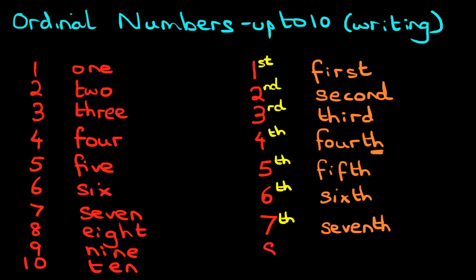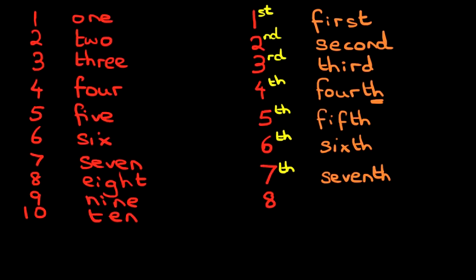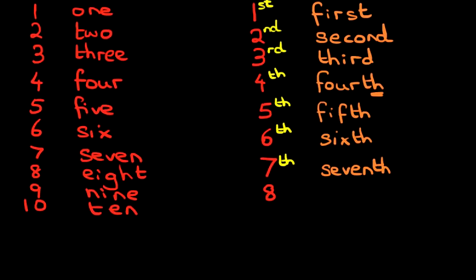Now we're down to 8. I'm just going to scroll down a little bit so that we've got a bit more room to work with. So 8, and again with a TH, 8th. How do we write that in words? Write down 8 and then put a H at the end. Eighth.